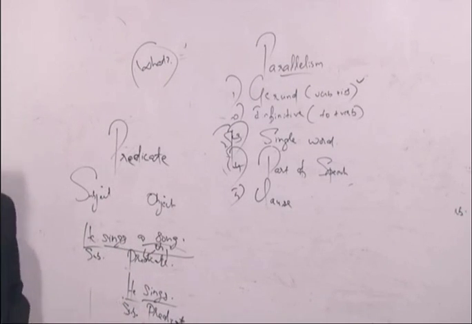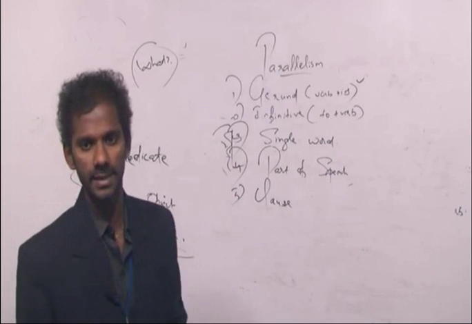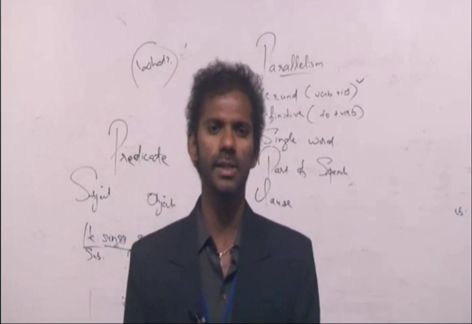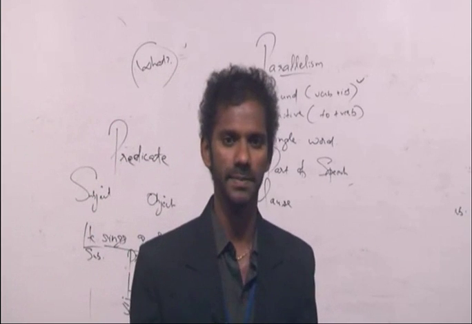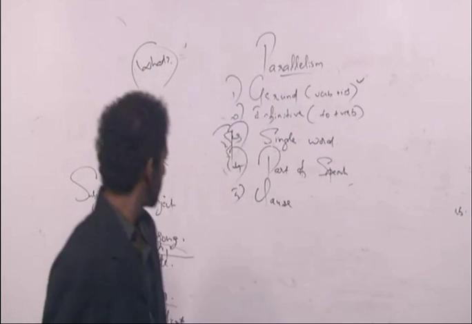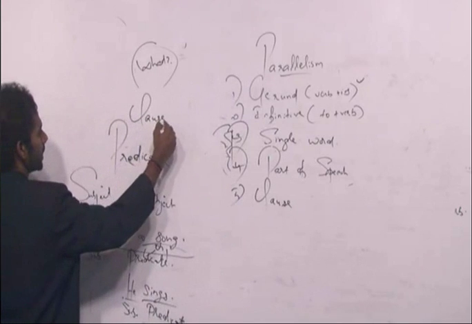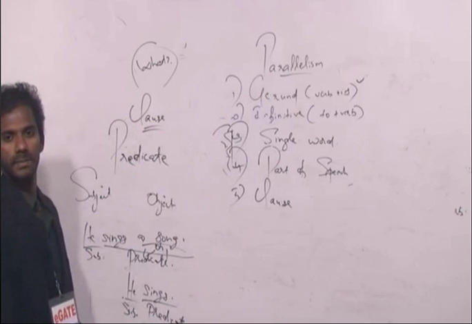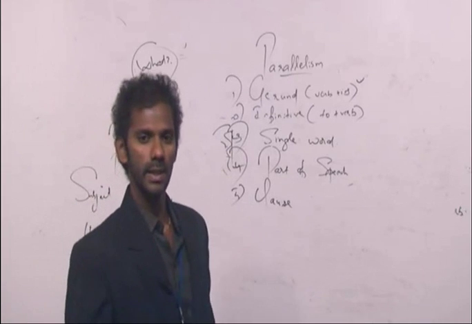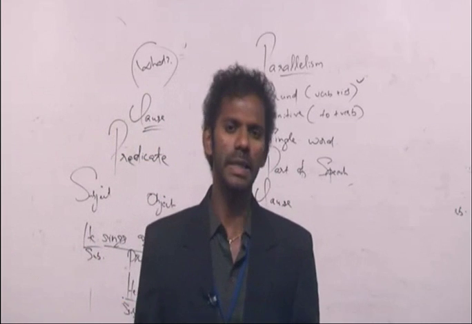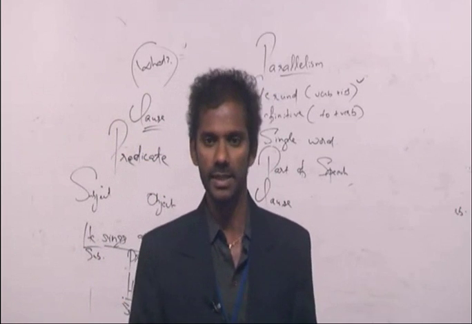Clear? So what is said about the subject in a sentence is called the predicate. Fine. And if there is an object in a sentence, the object also comes in the predicate. Correct? Fine. Now, clause. What do you mean by a clause? I told you, a sentence will contain at least one clause. There may be 2 or 3, but at least one clause will be there in every sentence, right?